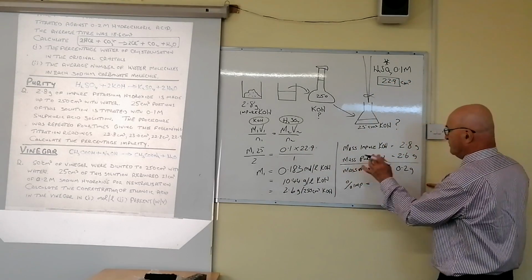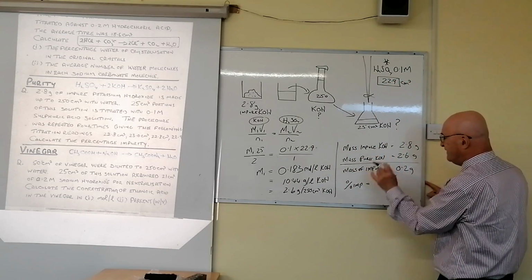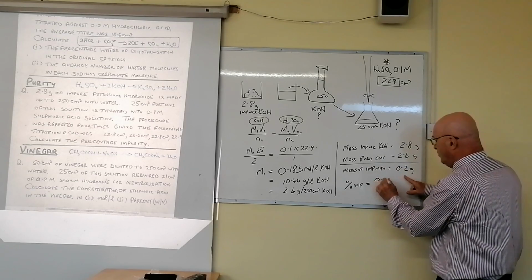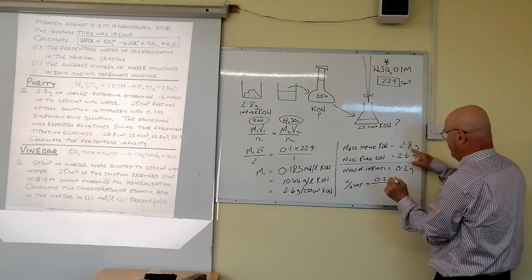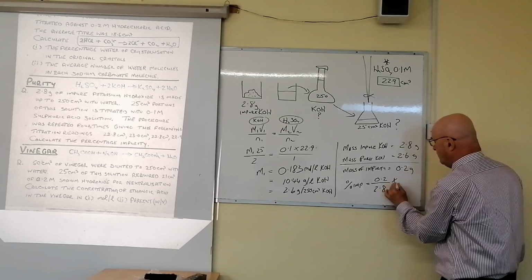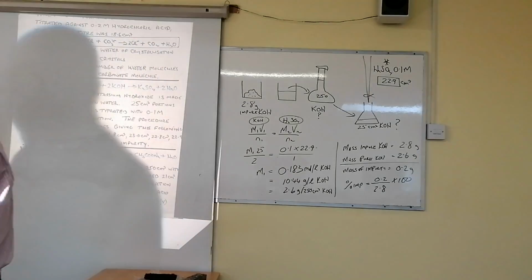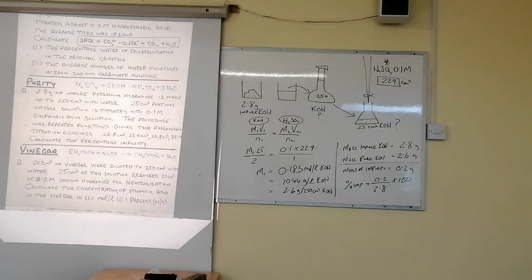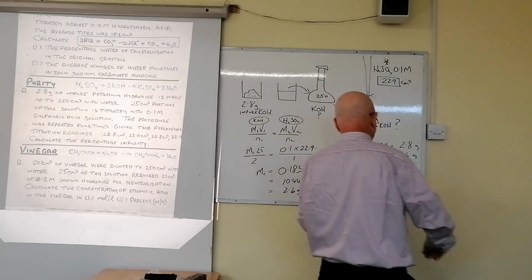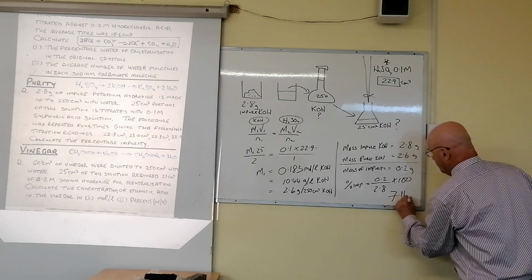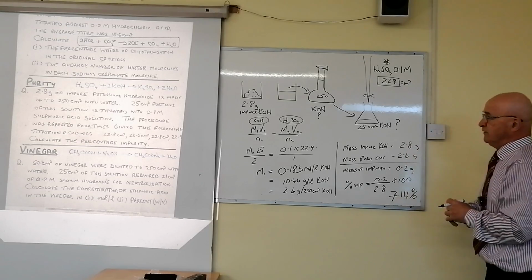So the percentage impurity, I'm not writing this out now, but I'm telling you what it is. It's the mass of the impurity itself, 0.2, all over the total mass, which is 2.8, multiplied by 100, and that would be your answer, okay? That would be the answer that you're looking for. There's nothing more to it. It comes out as 7.14%. 7.14% is what you're looking for.